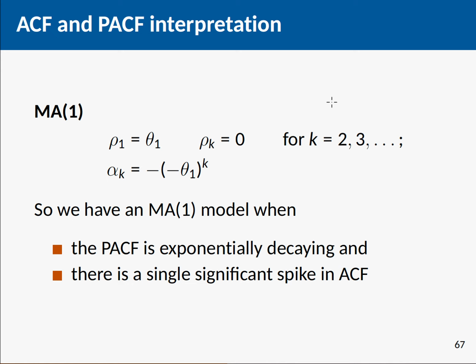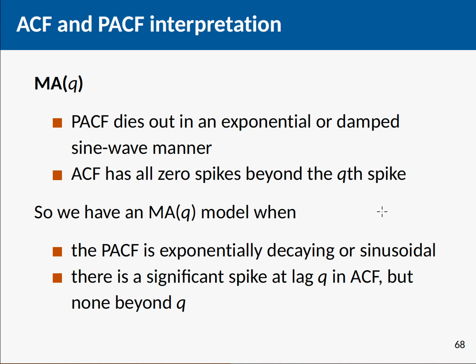For an MA process, it's reversed. The partial autocorrelation function will show you an exponential decay, and there is a single significant spike in the autocorrelation function. So very different. This is all opposite. When you want to infer the MA order, you want to look at the spikes in the ACF and whether the PACF is showing a decay.